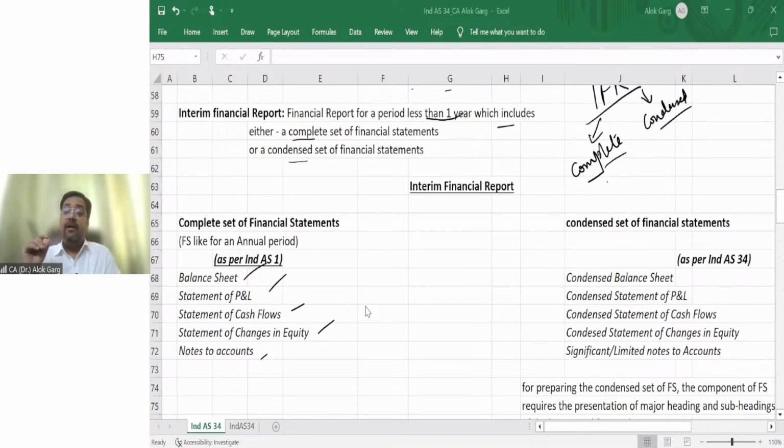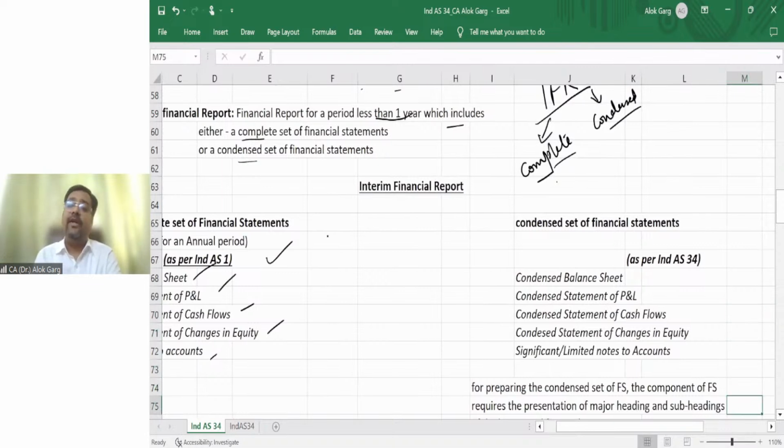They prepare a complete set of financial statements on an annual basis. Sir, is it allowed? Yes, it is. So a complete set of financial statements is prepared as per Ind AS 1. When the entity is preparing a complete set of financial statements, it should be as per Ind AS 1. Is that clear? So an interim financial report is either a complete set or a condensed set of financial statements. If the company has opted for a complete set, then it will be as per Ind AS 1. Sir, what is the condensed set of financial statements, friend?